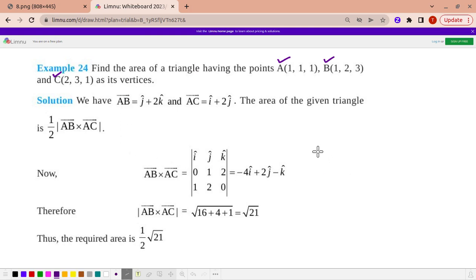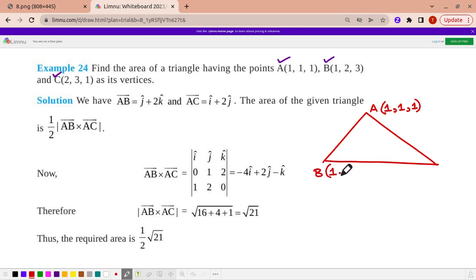So what we can do is draw and construct that triangle. Suppose this is the triangle. This is the point A having coordinates 1, 1, 1. This is the point B having coordinates 1, 2, 3, and this is the point C having coordinates 2, 3, 1.